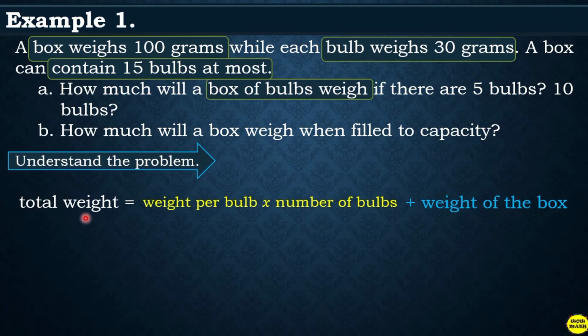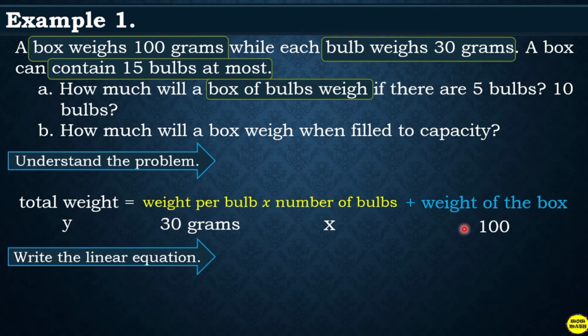Okay? So, let us represent the total weight as y. So, let y be the total weight. Ito yung total ng box na may lamang bulb na. Kung ilan yung bulb, yun ang hindi pa natin alam. And then, yung weight natin per bulb is 30 grams. Ita-times natin siya kung ilan yung bilang ng bulb sa isang box. So, yun ang unknown, yun ang hindi natin alam. So, mamaya hanapin natin itong 5 at 10. And then, i-add natin yung weight ng box, which is 100 grams.